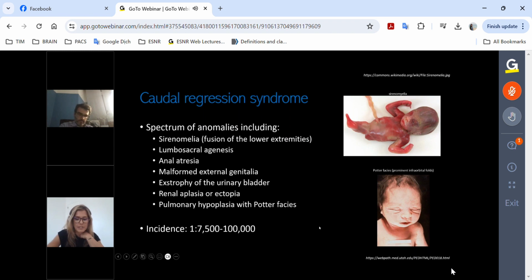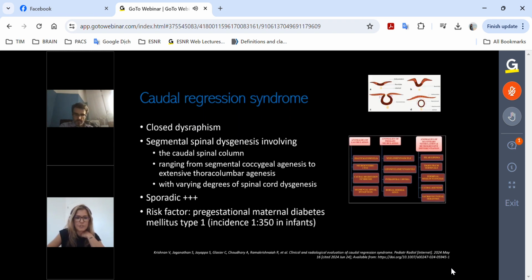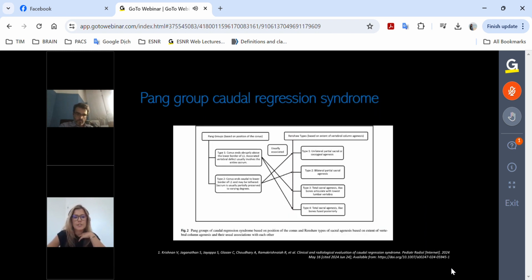It's very rare, this syndrome. It's a caudal dysgenesis, and it can be very extensive or only, for example, a segmental coccygeal agenesis, and it is usually sporadic. There is one risk factor, which is pregestational maternal diabetes type 1, and then it's more frequent. So there are two classifications. There is the Pang classification, which determines where the medulla stops. If it's above the lower border of the first lumbar vertebra, then it's a type 1.